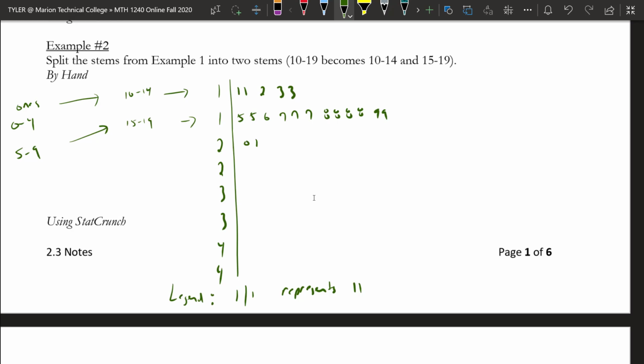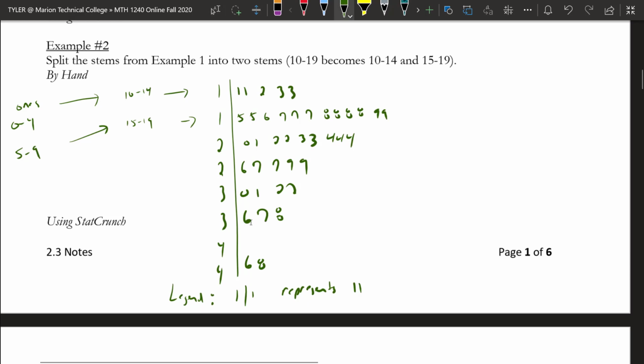Let's see, 0 1 2 2 3 3 3 4s, and then this would be 6 7 7 9 9, and then 0 1 2 2, and then 6 7 8, and then there'd be nothing listed here, and then 6 8. So that just changes my bin width, or my class width, from 10 now down to 5.